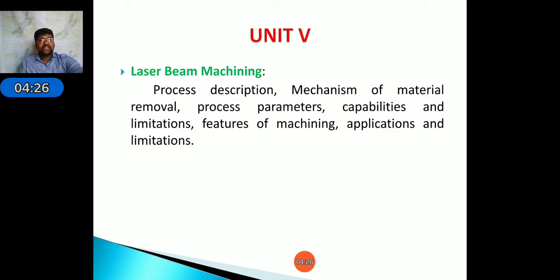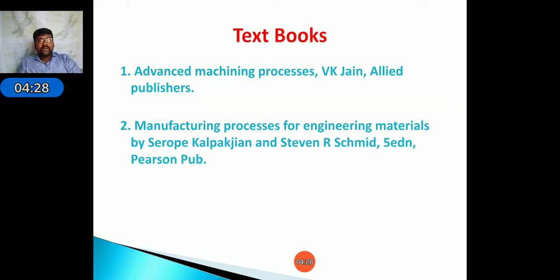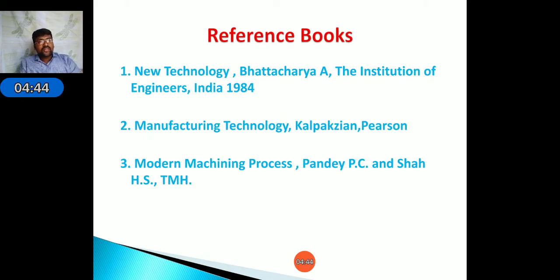Okay. Next, these are the main textbooks given by the university. That is Advanced Machining Process by V.K. Jain. Next, Advanced Manufacturing Process for Engineering Materials by Serope Kalpakjian and Steven. These are the main textbooks. Next, coming to reference books. That is New Technology by Bhattacharya, Manufacturing Technology by Kalpakjian. Next, Modern Machining Process by Pandey P.C. and Shaw. These are the reference books given by the university.